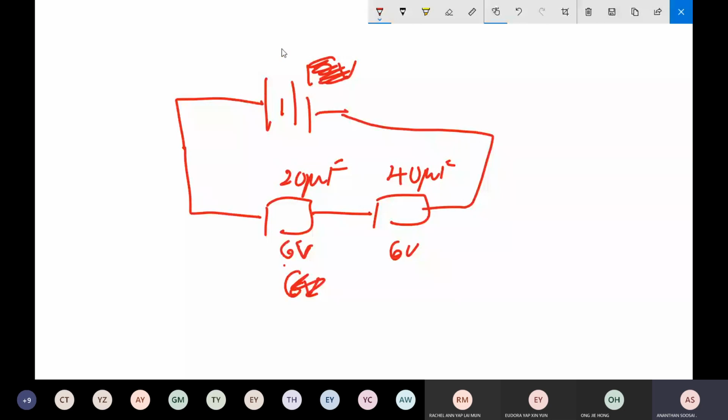Okay. So now this battery is a variable voltage. The voltage can be raised. When V is raised continuously, which capacitor will blow first? The 20 microfarad or the 40 microfarad? Both have a safety voltage of 6 volt. Which will blow first?